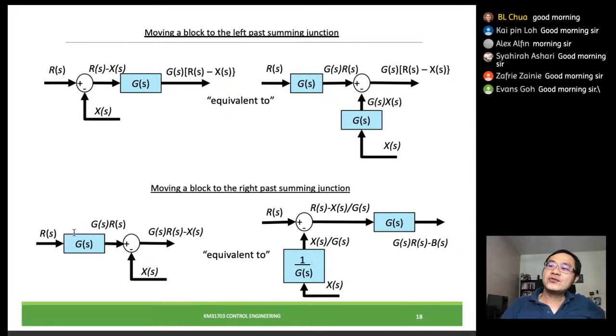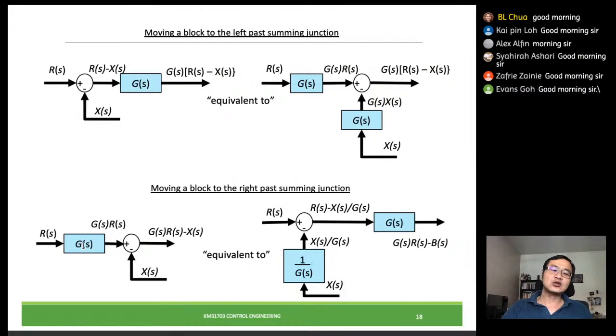Then on the other side is when we have a block before the summing junction, and we intend to move it in, or after the summing junction or the operation of plus or minus.